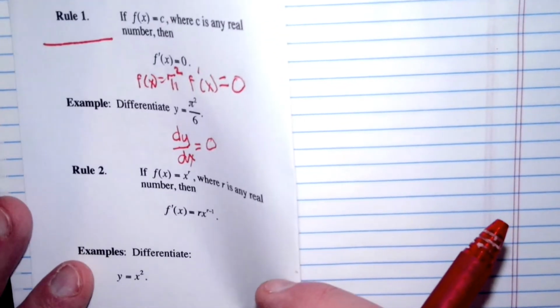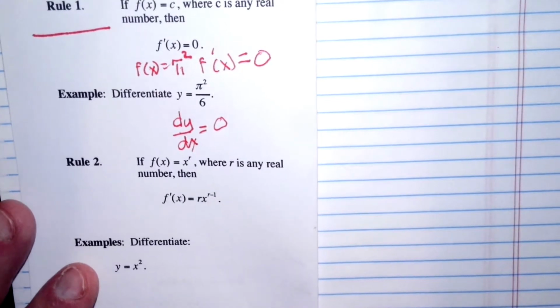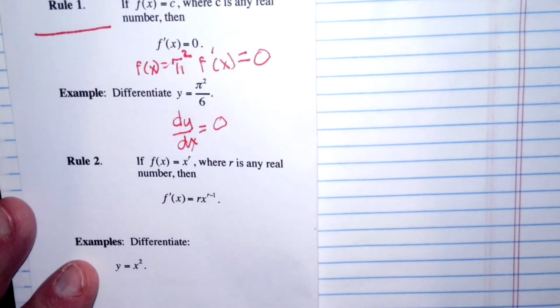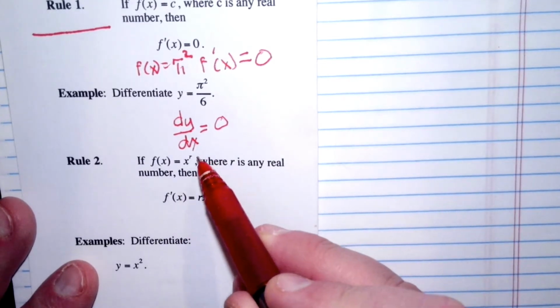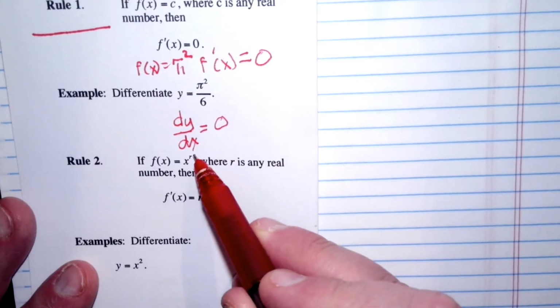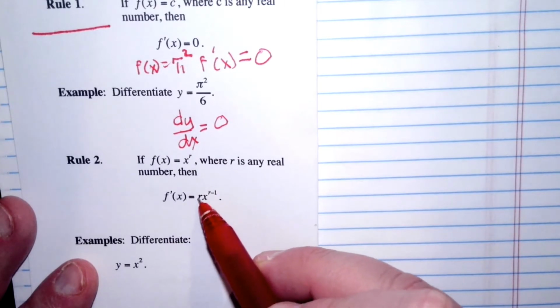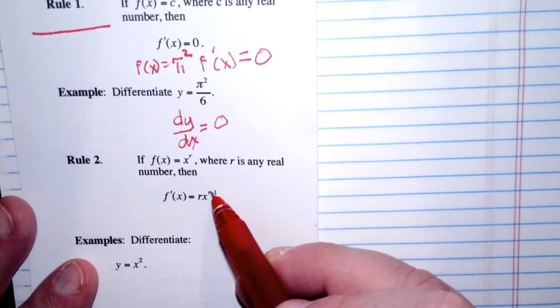All right, rule number 2 is one of the most important rules, and one that you'll probably remember long after you've forgotten a lot of the others. It says that if f of x equals x to the r, where r is any real number, then f prime of x is equal to r times x to the r minus 1 power. So what you do, and the power has to be a real number, it has to be a constant, so x to a constant power, is you take that constant, bring it down to the front, and you multiply, and then you subtract 1 from the power.